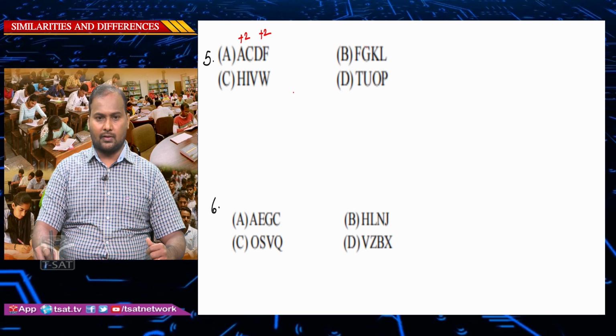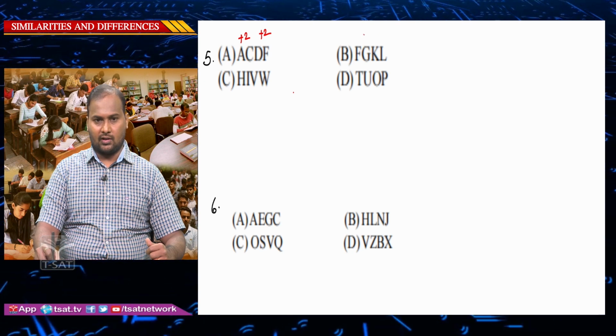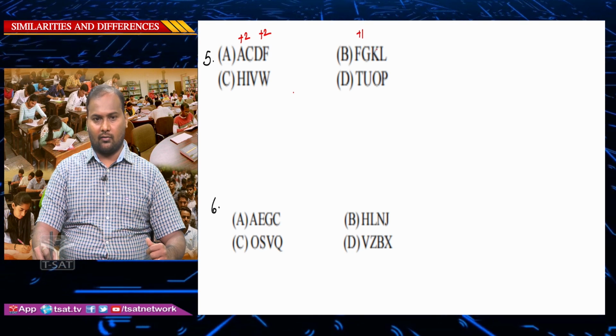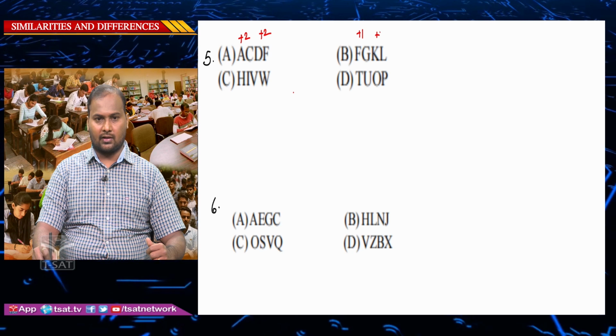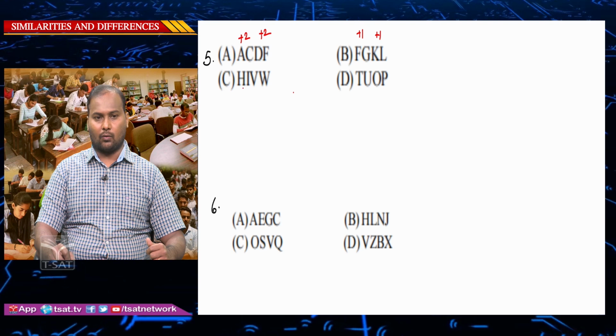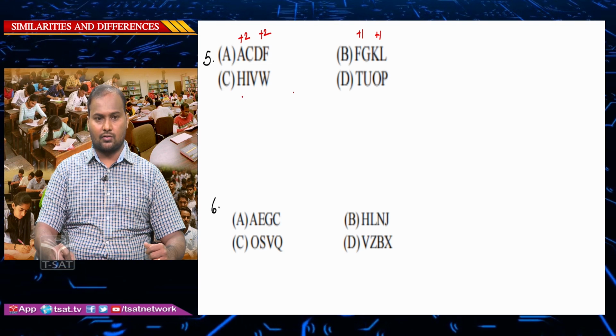Now come to F to G. What is F? 6. G is 7. So it is increasing by plus 1. And K to L. What is K? 11. L is 12. So obviously it is also increased by plus 1. Come to option C here. H to I. What is H? 8. I 9. So it is plus 1.